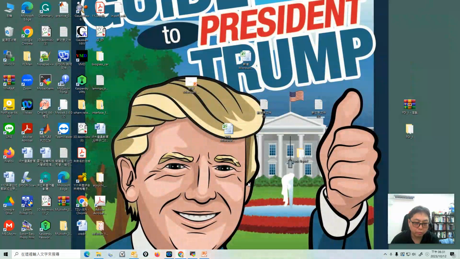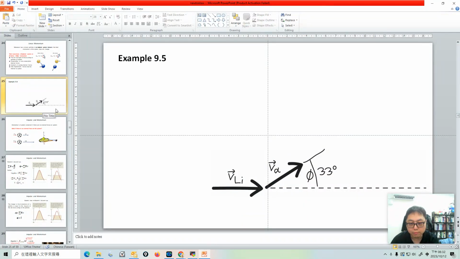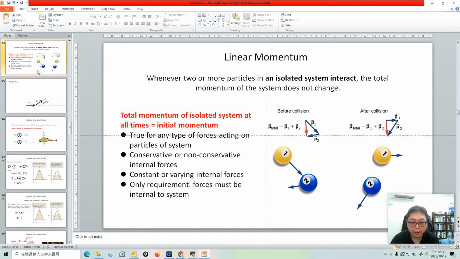Hi everyone. In this video, I'm going to talk about an example of momentum conservation. In the previous video, we already learned that if a system is isolated, that means there's no external force in your system, and your linear momentum is always conserved.